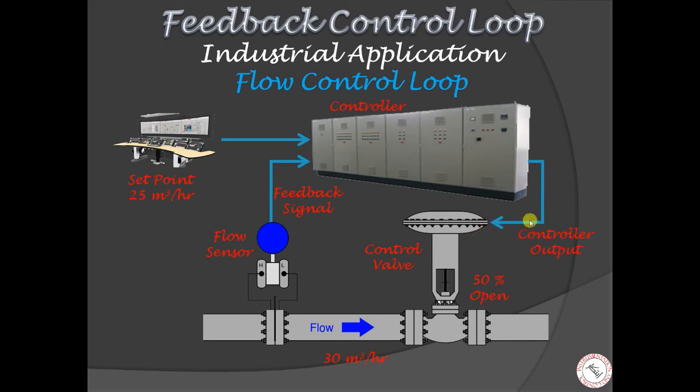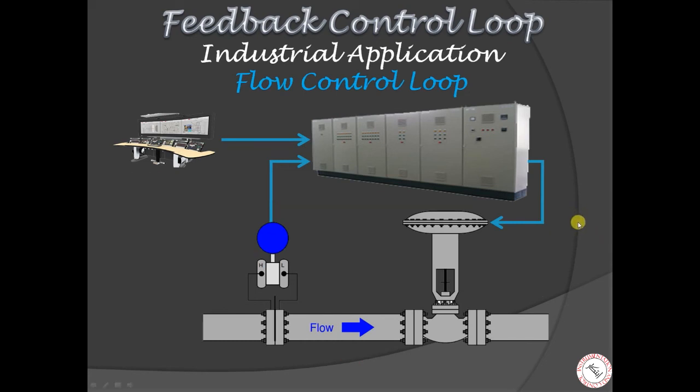in the field. The control valve reduces its opening from 50% to 30%, which results in reduction of flow of diesel in the pipeline from 30 meter cube per hour to the required 25 meter cube per hour. And this way, flow in the pipeline is continuously monitored and controlled at the required flow rate.